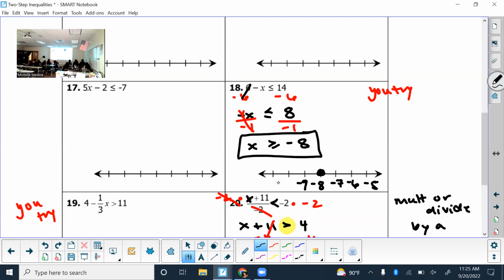All right, the negative 8, negative 9, negative 10, and then negative 11. Sorry. And what way should the arrow go? To the right. So those would be numbers bigger than negative 8. All right, questions on 18.